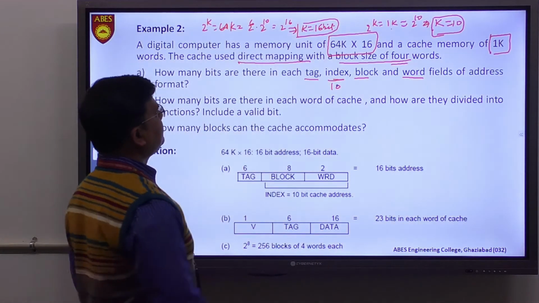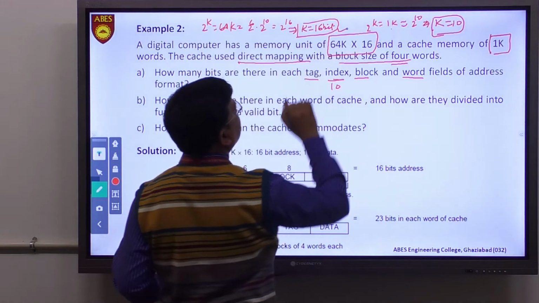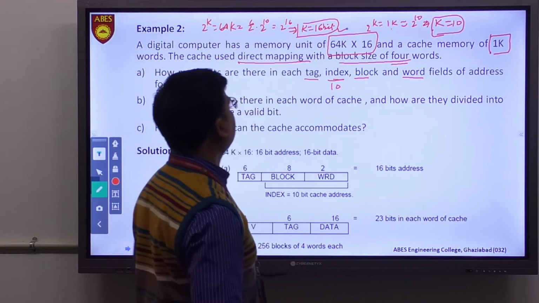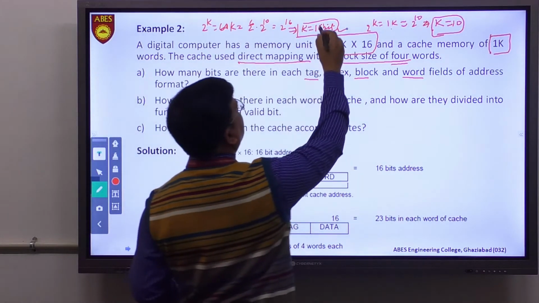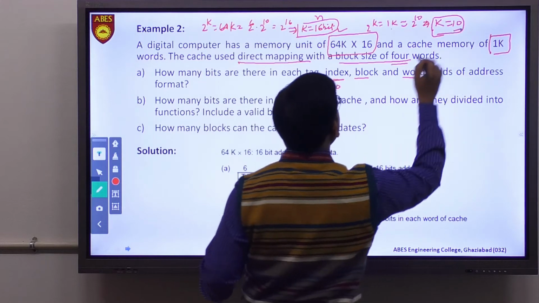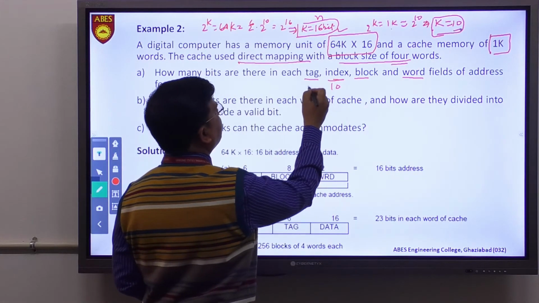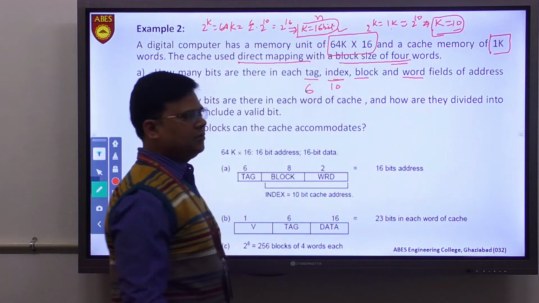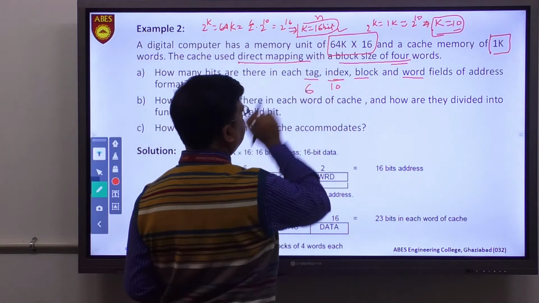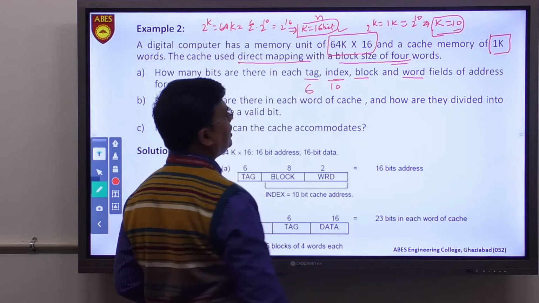Now total address is 16 bits. So we have earlier told you that n minus k is the tag size. N is here 16 bits, and k is 10 bits. So 16 minus 10, that is 6 bits. This is the size of the tag. Okay, so we have found out the size of tag and size of the index.